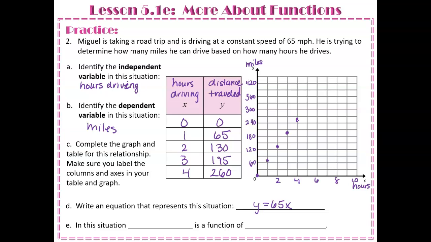Okay, so let's look at E. This is tricky. So is the distance traveled a function of hours driving? Well, look at this. We could use the vertical line test. We could use hours. So when we write this, and this is what we talked about in the birthday problem, the y is a function of the x. So it would be distance traveled is a function of hours driving. So y is a function of x. Okay?